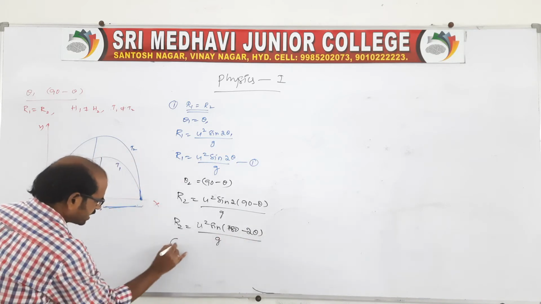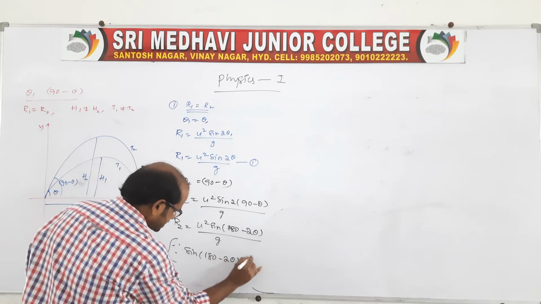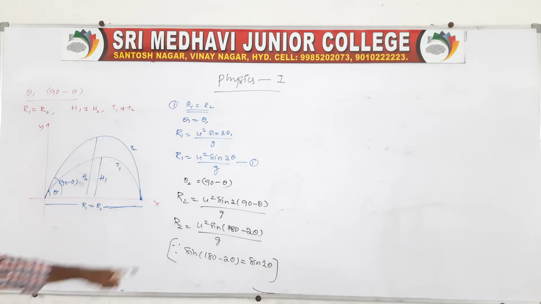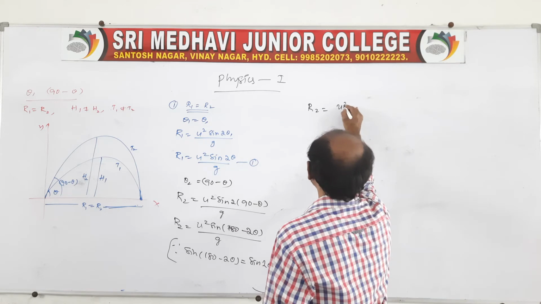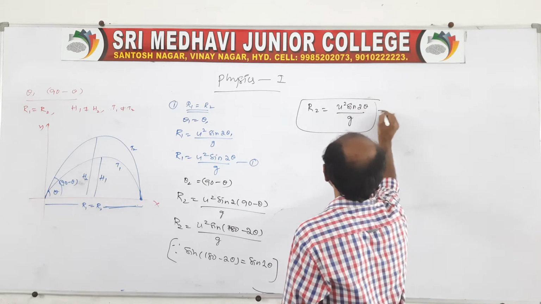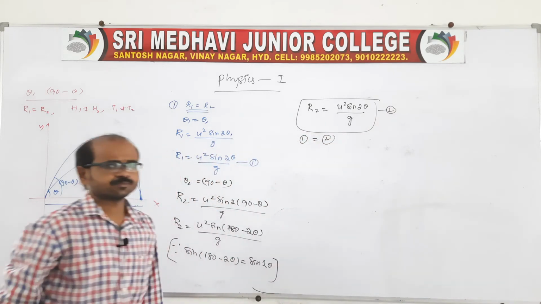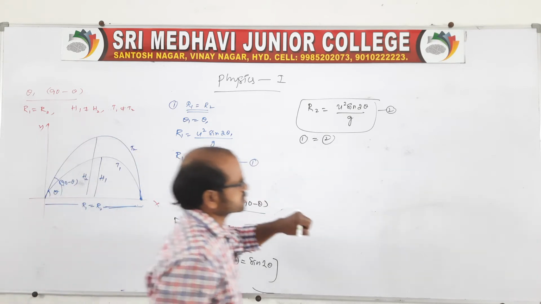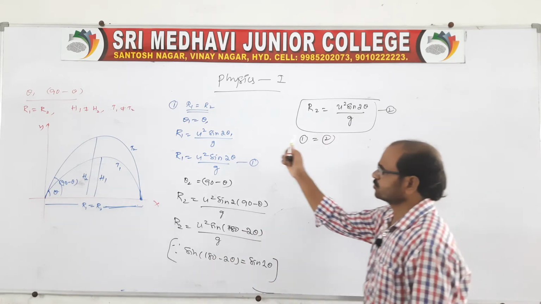See, there is a mathematical identity: sin (180 minus 2 theta) becomes sin 2 theta. This is the mathematical identity. So you replace it here: r2 is equal to u square sin 2 theta by g. Look at both expressions, equation 2 and equation 1. r1 is u square sin 2 theta by g and r2 is u square sin 2 theta by g. Hence the ranges are the same. So this is the proof that the ranges are the same.